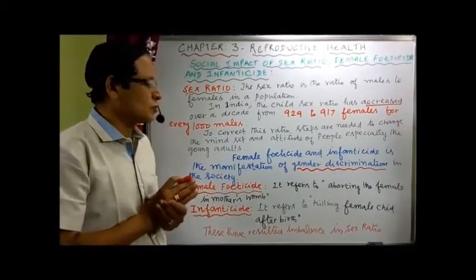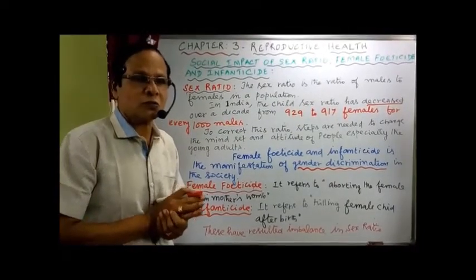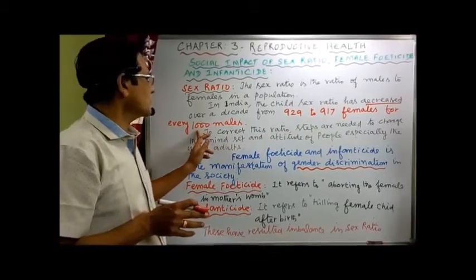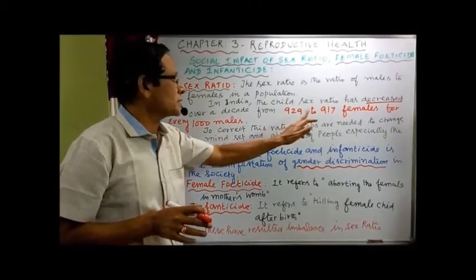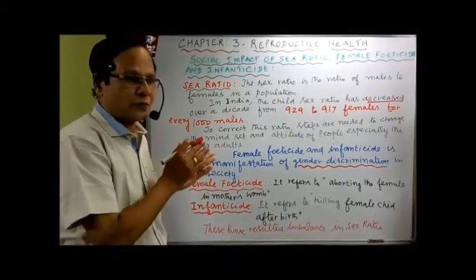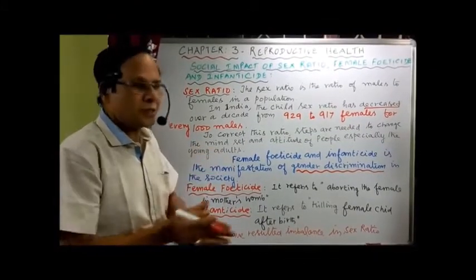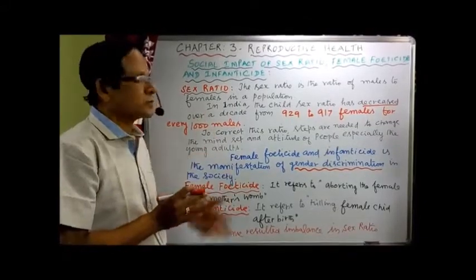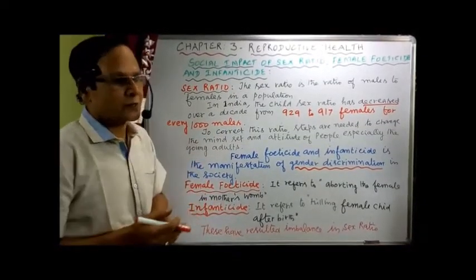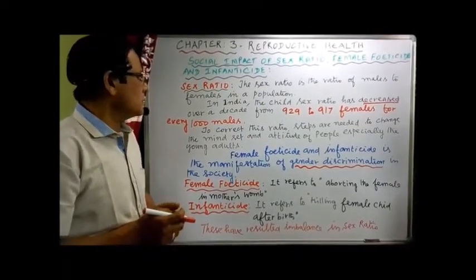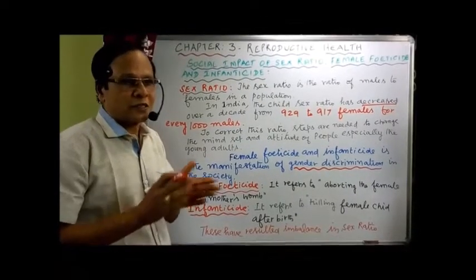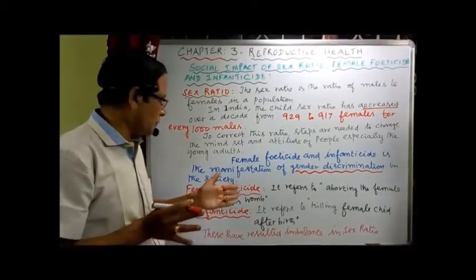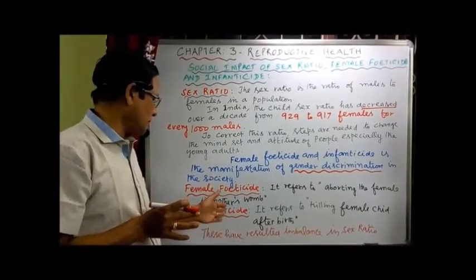That resulted in what we call an imbalance in sex ratio. More males than females can be found here. For every 1,000 males, only 929 to 917 females. That means the number already decreased, so we have 917 females for every 1,000 males. That is an imbalance. Now let's go for some of the expansions, acronyms, and also the measures taken by the government to prevent female feticide and infanticide.